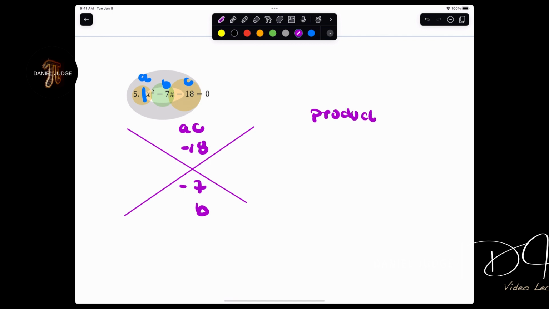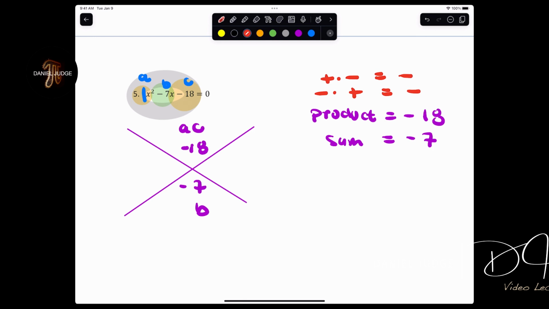Product is negative 18, and sum is negative 7. So let's think about this here, because there's two situations where a product is negative. That's a positive times a negative will give me a negative, or a negative times a positive will give me a negative. So one of the numbers is going to be negative. But when I add the numbers, it has to be a negative 7. So this is the only clue I have here, when I multiply.